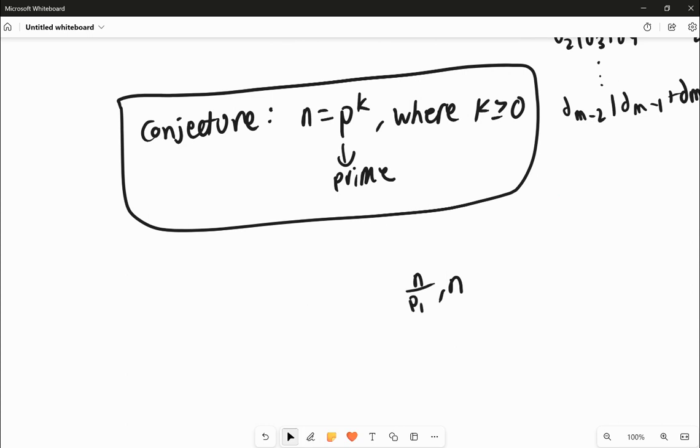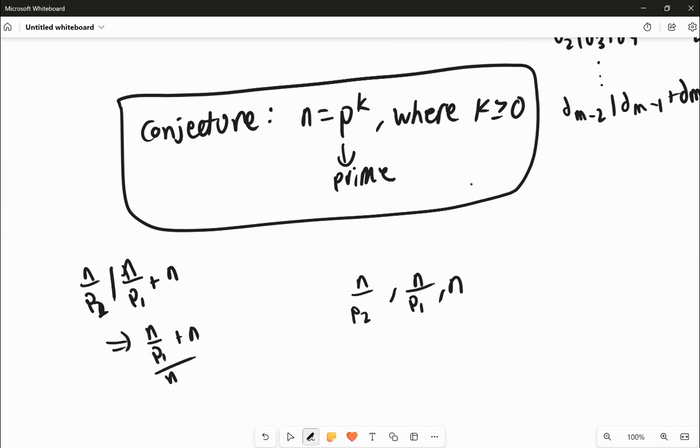So n over p1 and n over p2. If there were two distinct primes in there, then we might want to start working with n over p2, for instance. Then we need that n over p2 divides n over p1 plus n. And that means that n over p1 plus n over p2, which is equal to p2 over p1 plus p2 after simplification, is an integer.